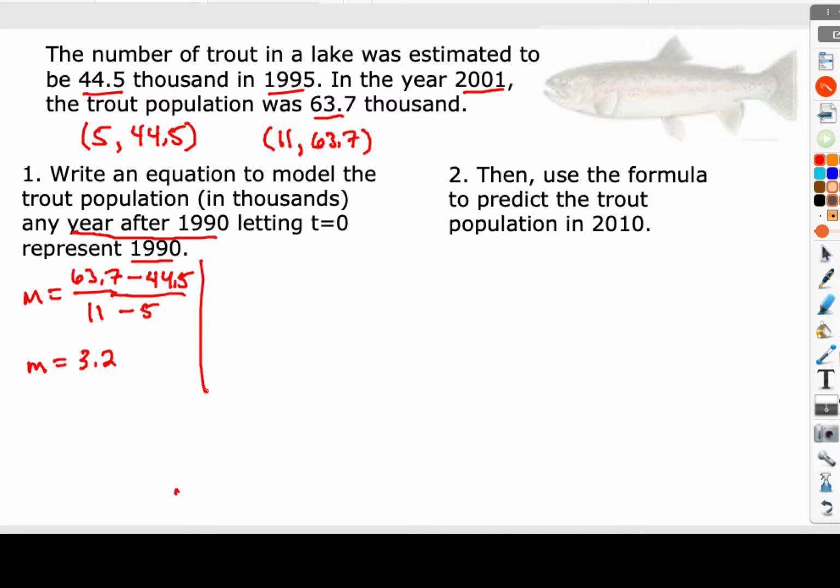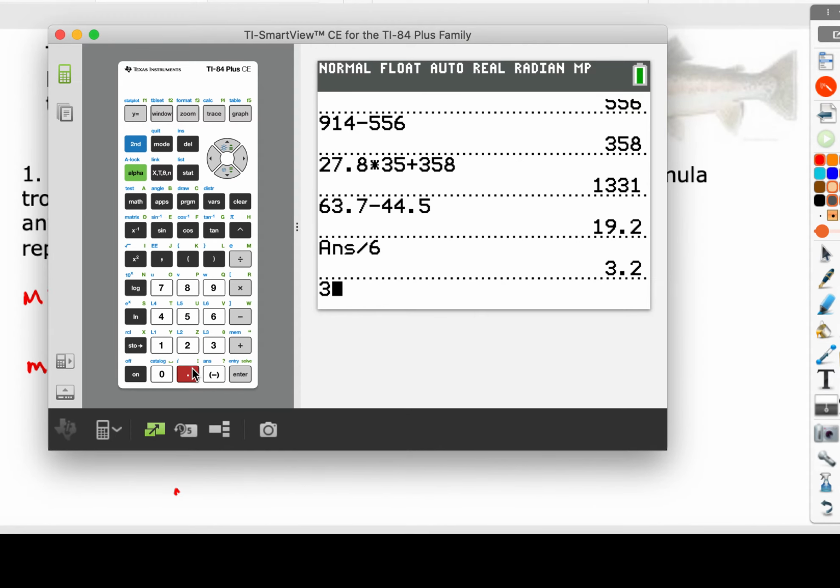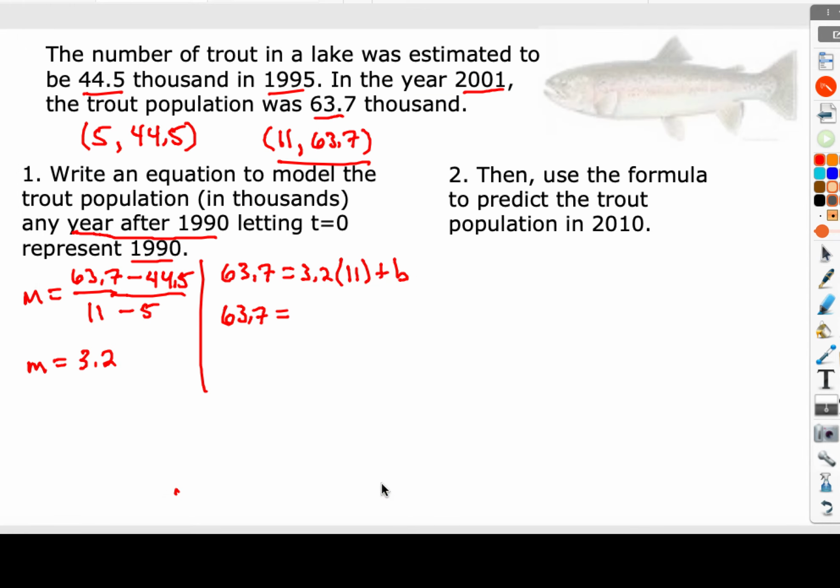Well, now that I know the slope, I just need the y-intercept. So let's go ahead and pick a point. I'm going to grab the second one this time. Doesn't really matter which point you pick. The population was 63.7 with a slope of 3.2 in year 11, and I'm looking to find the y-intercept. So again, 63.7 is 3.2 times 11. So again, a great time to go to our calculator. 3.2 times 11, enter, is 35.2.